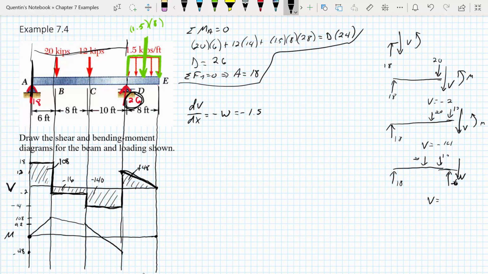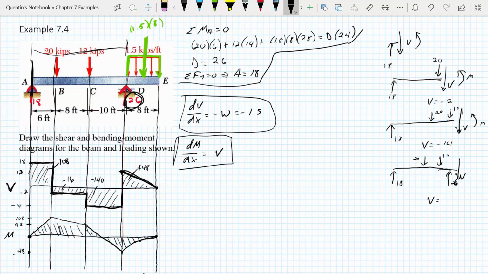But the key here is that dM/dx is V, right? So that's the slope. We know that this slope here is going to increase faster earlier, and so it's going to be the integration of that. So it's going to come up here like a second order curve up to that point. So there you go. Honestly, it's quite a bit easier when we're using these things and understanding this to go through and calculate these curves. That's that.